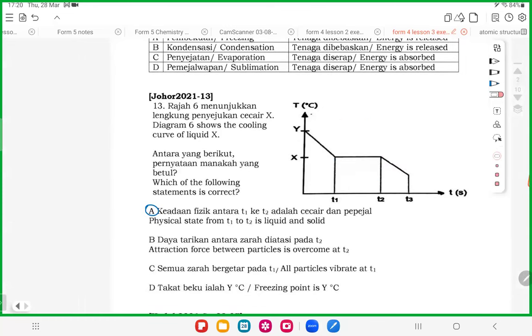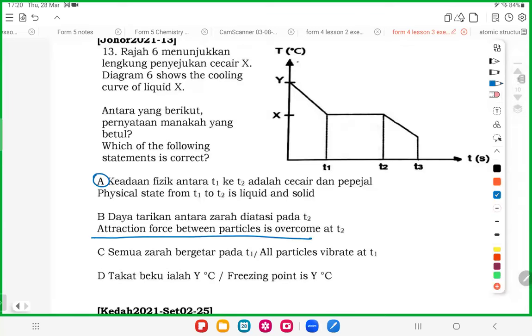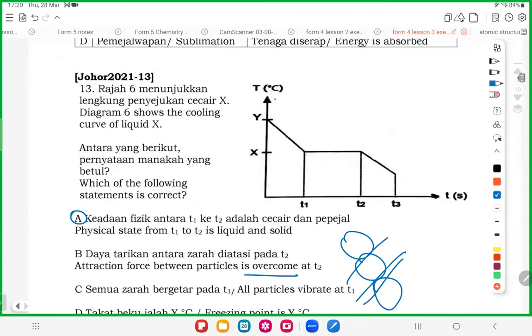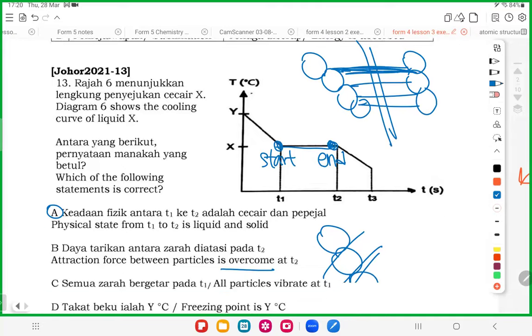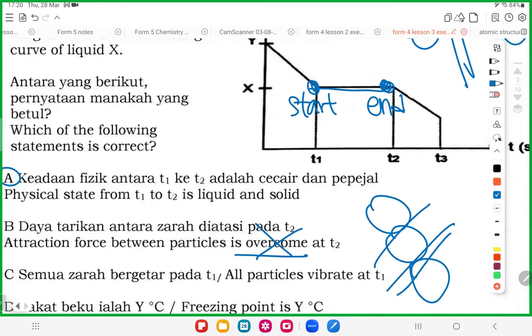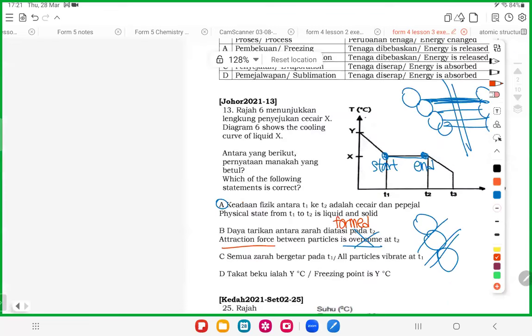Now, why can the answer not be B, C, or D? Let's look at B. Attractive force is overcome at T2. What do you mean by overcome? Overcome means you want to cut something, right? Do you want to cut something? No. At T2 here, what happened? This is freezing started, this is freezing ended. In freezing, you want to take the liquid and join it together, not cut it apart. So you shouldn't use the word overcome. You should use the word form. You form the attractive force. That's why answer B is wrong.